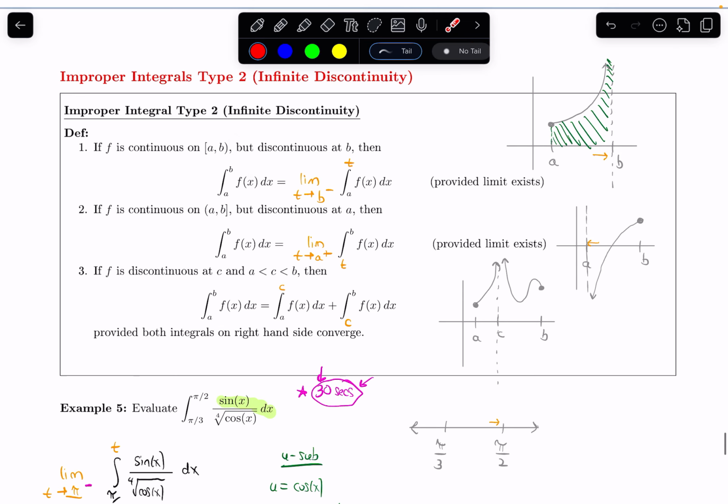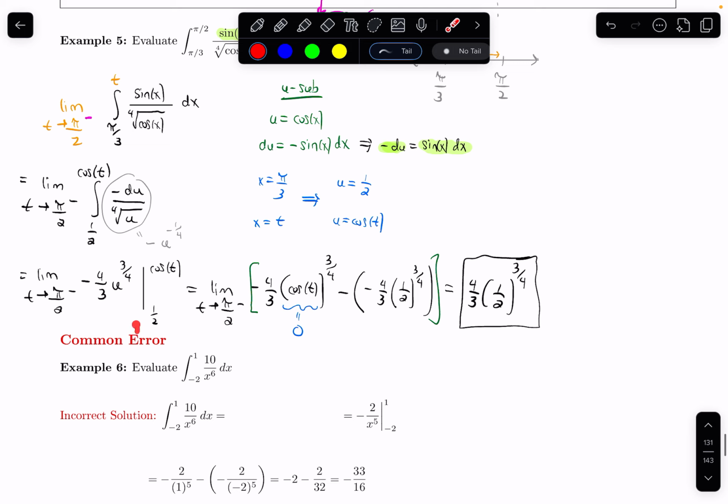Okay, so we just did our first example of an improper integral that has an infinite discontinuity somewhere in the interval. So in the next video, we will talk about a common error involving improper integrals.